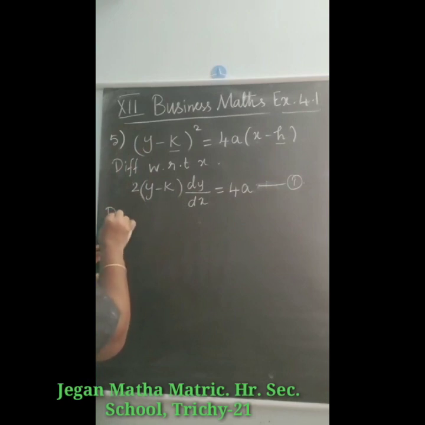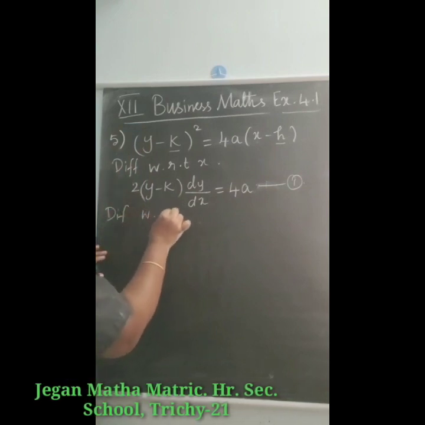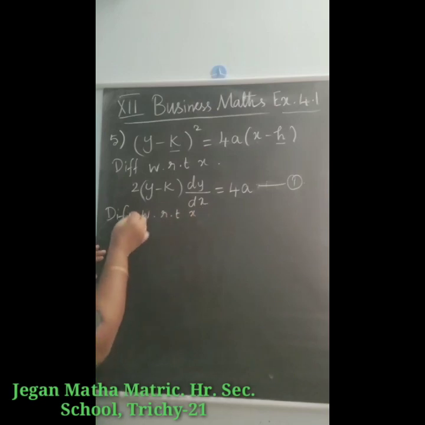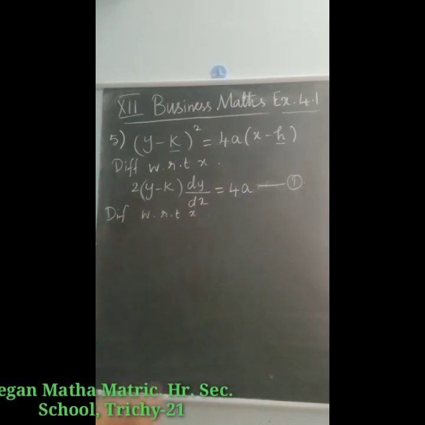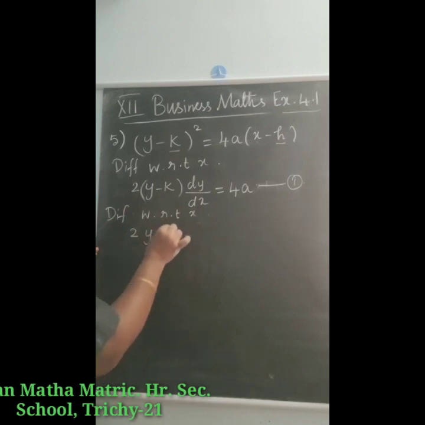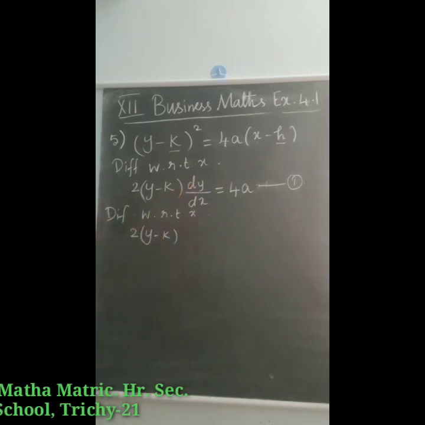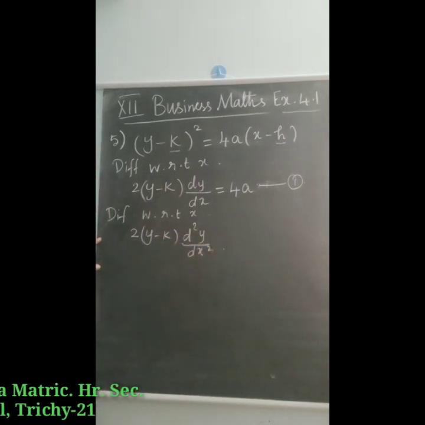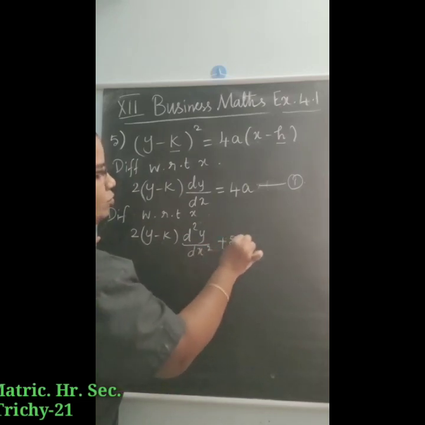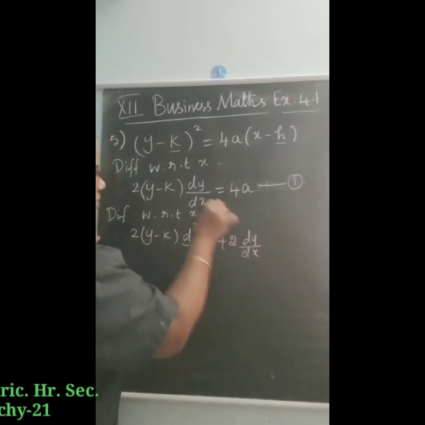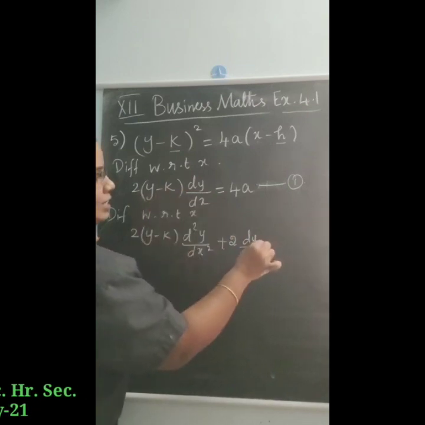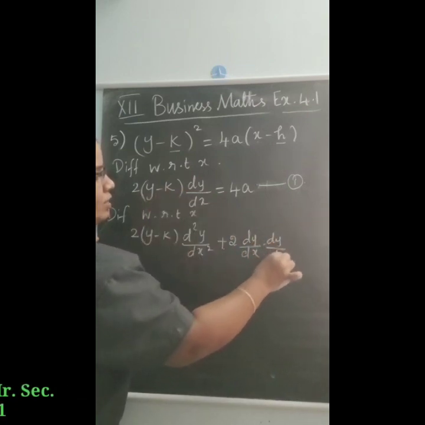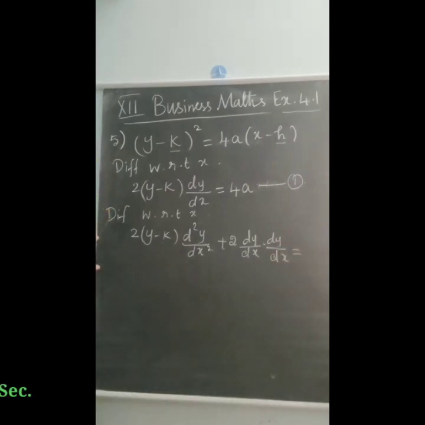And again differentiate with respect to x. We will get 2 is the constant. So 2 into (y minus k) into, differentiating this we will get d square y by dx square, plus 2 into dy by dx, keeping it as it is, times another dy by dx, by the product rule, is equal to, this is the constant term, so that is 0. We have to simplify this.